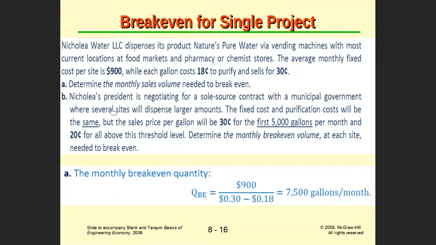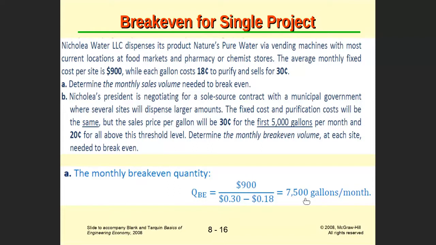Determine the monthly sales volume needed to break even. This question is basically to find the break-even point. The fixed cost is given, the variable cost is given, and the revenue, so we just apply the formula to find the break-even quantity. 900 over 30 cents minus 18 cents gives us 7,500 gallons per month. So that's the break-even quantity.